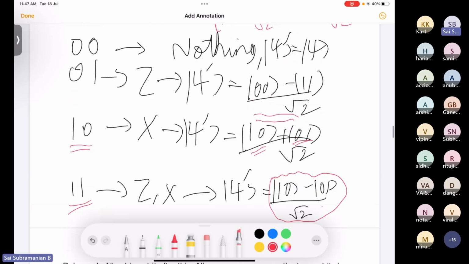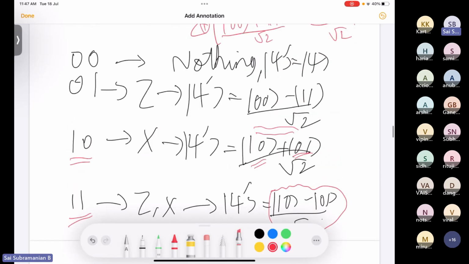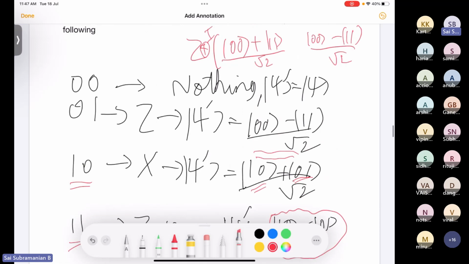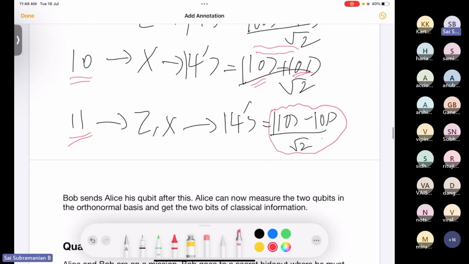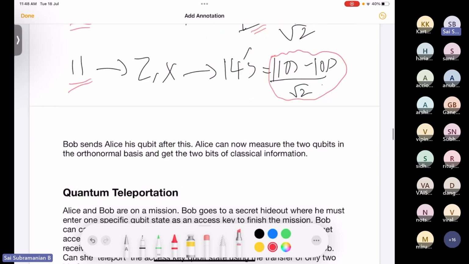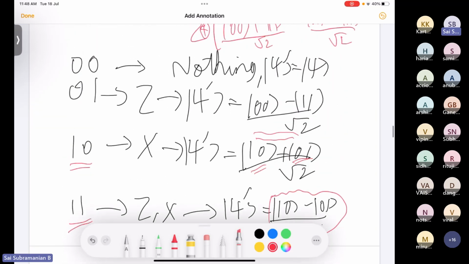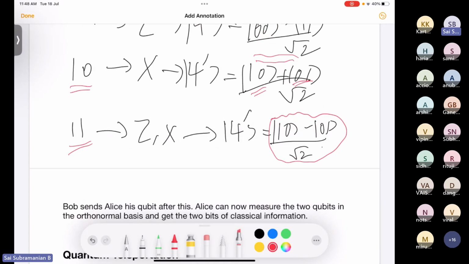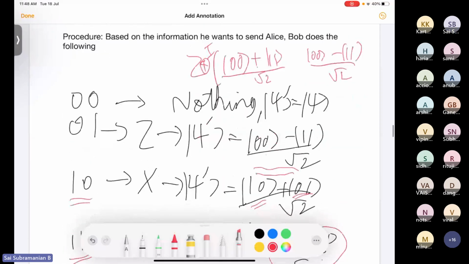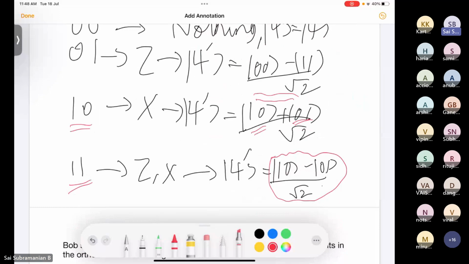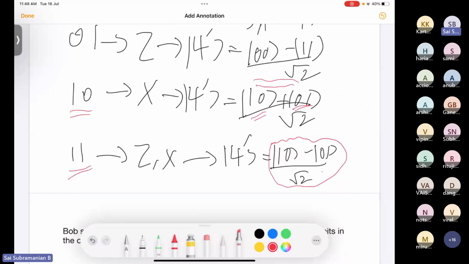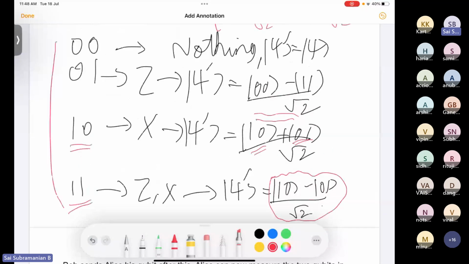So now, depending on whether we want to send 00, 01, 10, or 11, our two qubits are in one of 4 different states. Now, all Bob has to do is send his qubit to Alice. And now Alice has both qubits in hand. She can perform a measurement in this 4-state basis. So we have (|00> plus |11>) by root 2, (|00> minus |11>) by root 2, (|10> plus |01>) by root 2, and (|10> minus |01>) by root 2. These are 4 orthonormal states. Alice will just measure the 2 qubits to see which state it is. And depending on which state, she knows which secret code Bob wanted to send her.